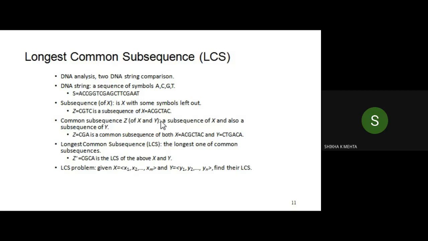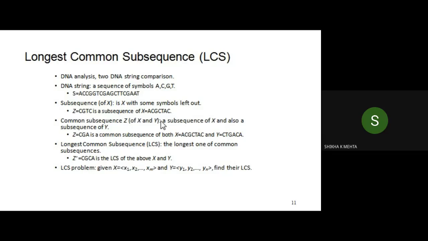DNA is nothing but a combination of two RNA strands. This DNA consists of various genes. These genes are characterized by some characters like A, C, G, T, and these are in a certain sequence. So understanding the sequence and identifying particular subsequences, these different kinds of applications are there in the field of biotechnology.